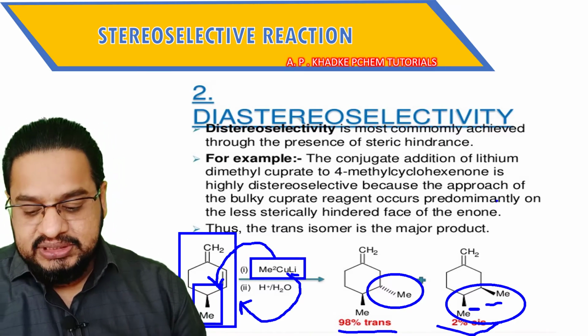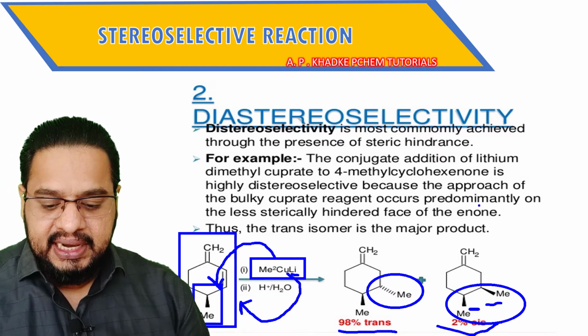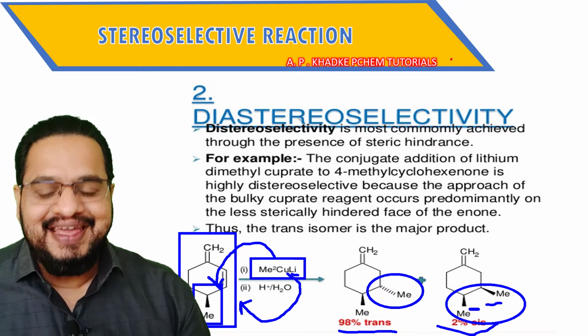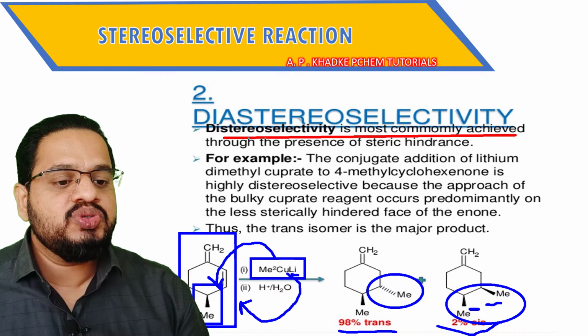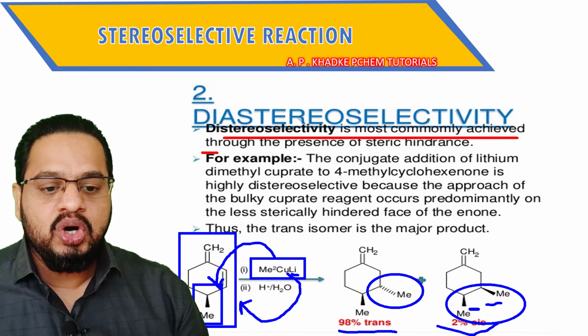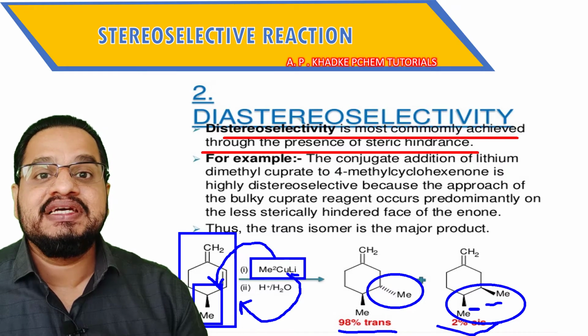Understand? So diastereoselectivity, let us read the line. It's the same which I had explained to you just now. Diastereoselectivity, what kind is it? Diastereoselectivity is most commonly achieved through what? Through the presence of steric hindrance.